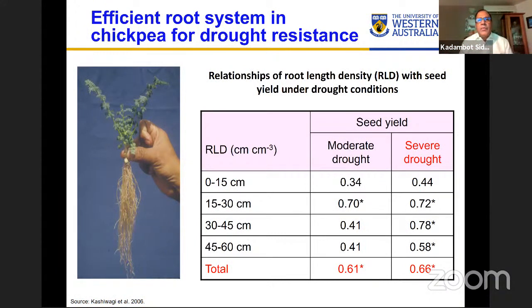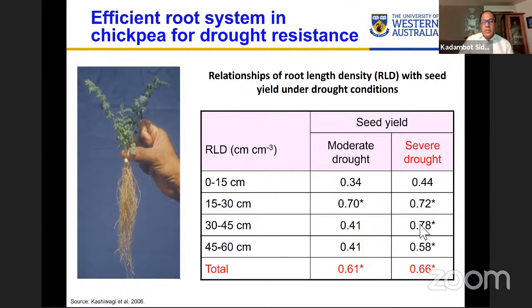So we can now look at efficient root systems in chickpea for drought resistance. This work was done by Kashiwagi, a Japanese scientist located at ICRISAT, probably Dr. Srinivasa will know him. He's now back in Japan. What he showed here is that you get different root length density at different depths in the soil, under moderate drought and severe drought. So this is done in the field. Overall, there is a good correlation between seed yield and root length density under moderate drought, and that increased with severe drought, with different depths also contributing.